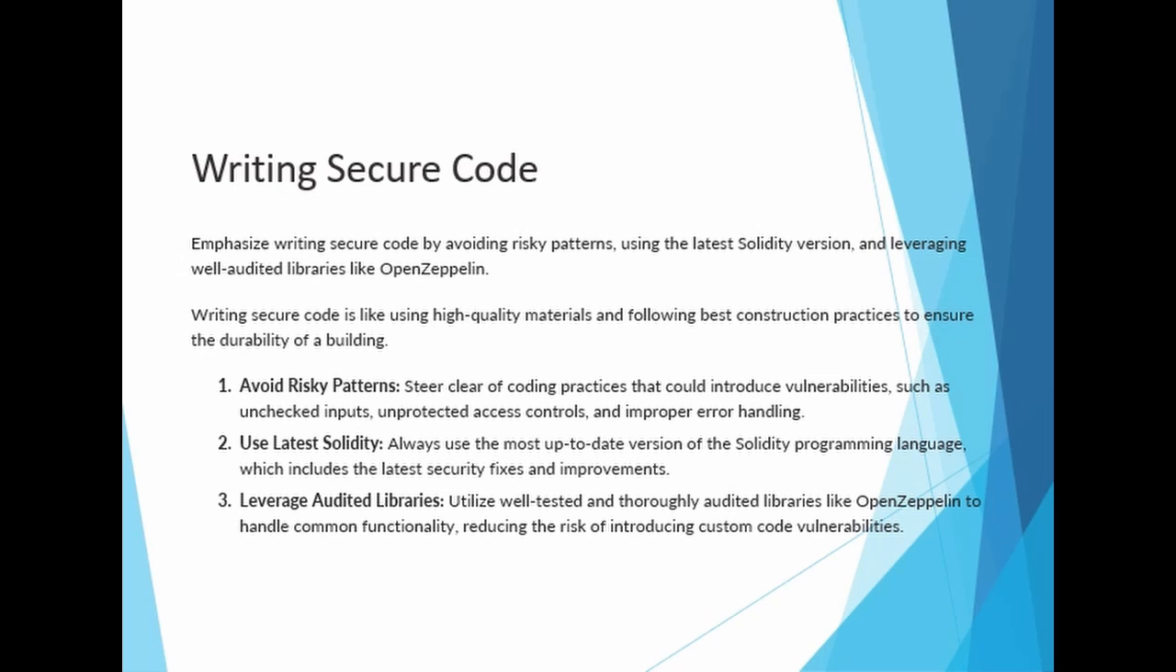We also need to utilize well-tested and thoroughly audited libraries like OpenZeppelin to handle common functionalities such as fungible tokens. This reduces the risk of introducing custom code vulnerabilities. Writing secure code is like using high-quality materials and following the best construction practices to ensure the durability of a building.